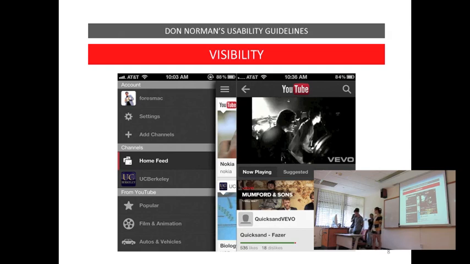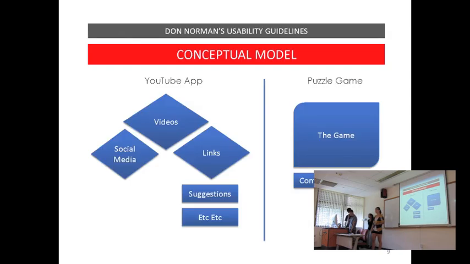Next, when you design, you need to have a clear conceptual model. Not all designs need a flow chart or something, but you need to keep in mind that you need to have a clear model. It's just a very simple model here, but the point of putting them side by side is that when you are designing maybe a video app, you don't want to design it to look like a puzzle game. Or when you are designing a puzzle game, you don't want to make it look like something else. So the point is you need to have a clear model of what your app is supposed to do. You don't want to confuse and frustrate your users.